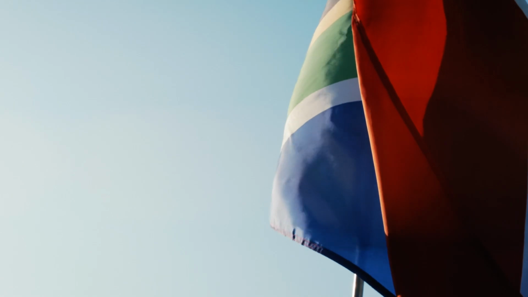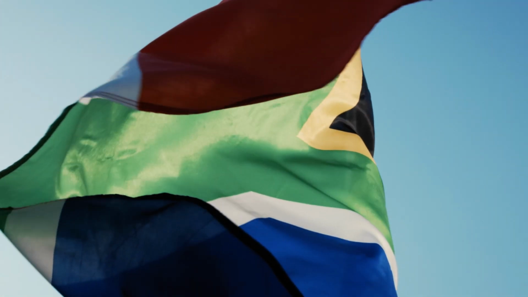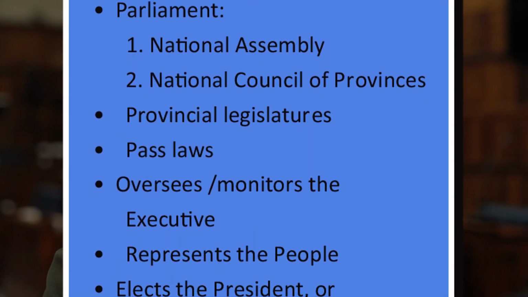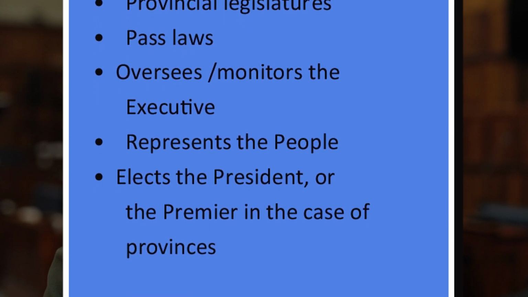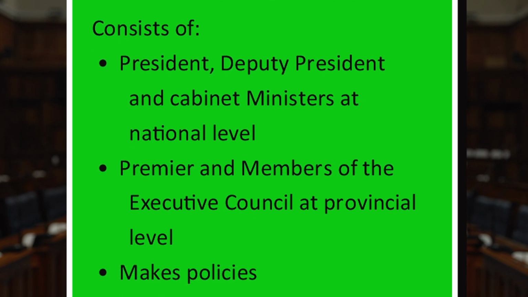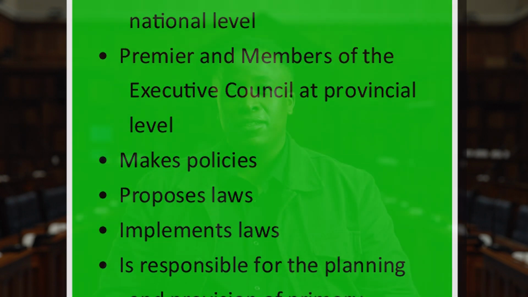The legislative arm of government comprises all the 9 provincial legislatures that you find in South Africa, together with the national parliament. The legislative arm of government is responsible for passing laws, amending existing laws, and also repealing laws that are no longer required. Then we also have the executive arm of government, which is responsible for carrying out these laws and implementing them across the 3 spheres of government in South Africa.